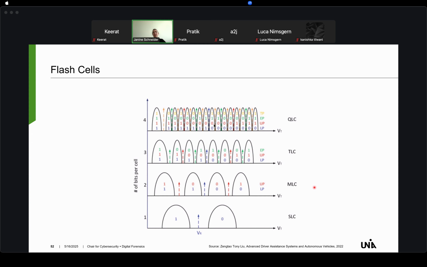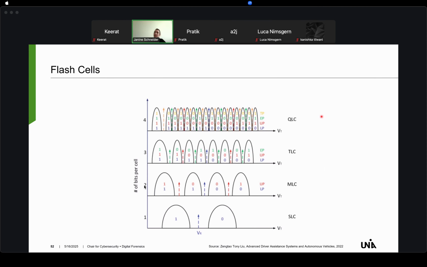But yeah, increasing the states that one cell can hold or can generate also has disadvantages because the states are not as reliable. So quad level cells or penta level cells, the states are not as reliable as for single level cells, for example.